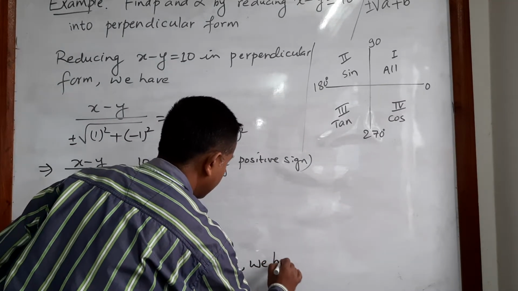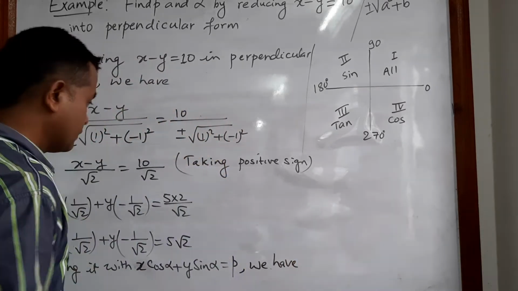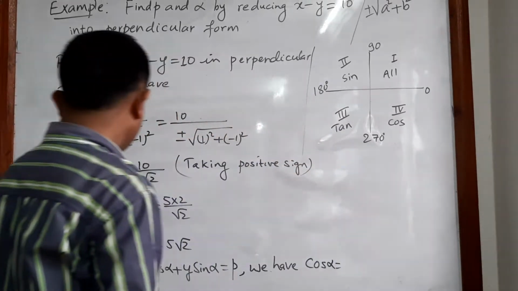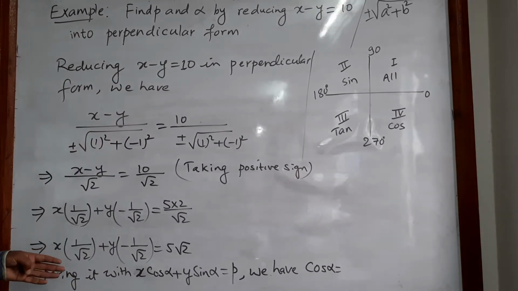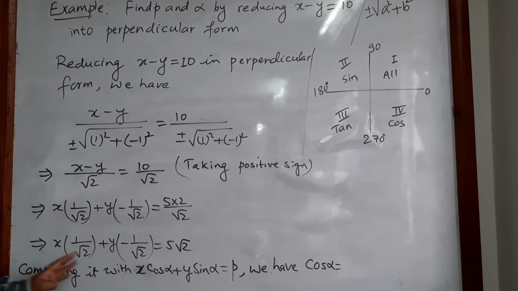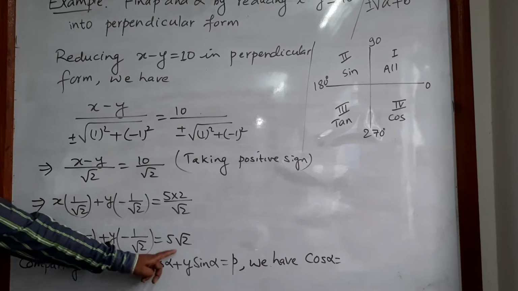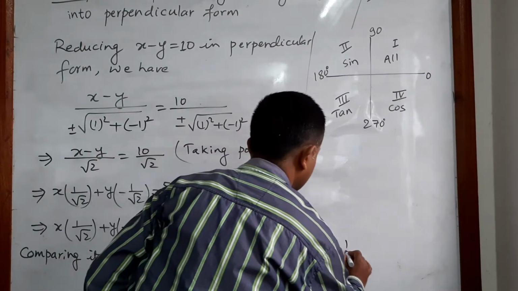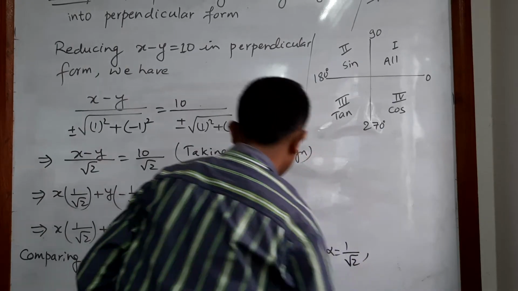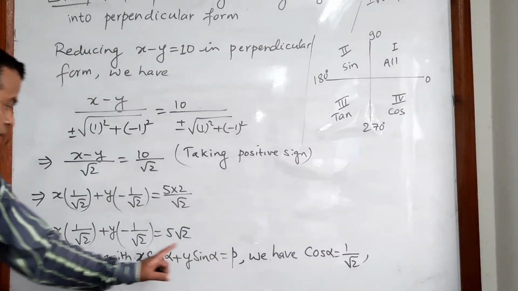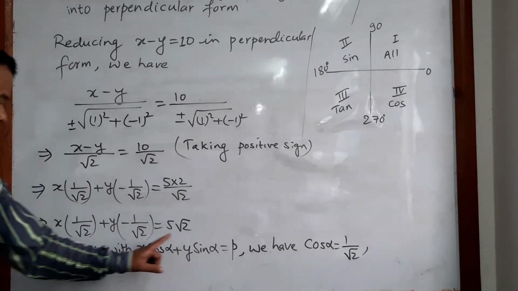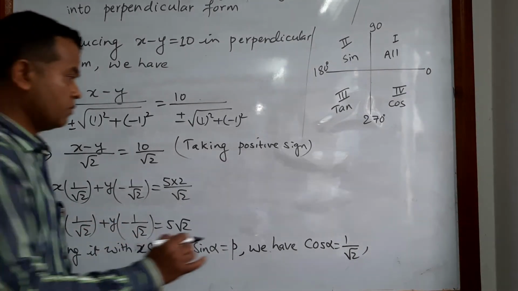We have cos alpha equals, if you compare with this, coefficient of x, cos alpha is 1 over root 2. The value of cos alpha is 1 over root 2. And here coefficient of y, sin alpha, is minus 1 over root 2. So sin alpha value is minus 1 over root 2.